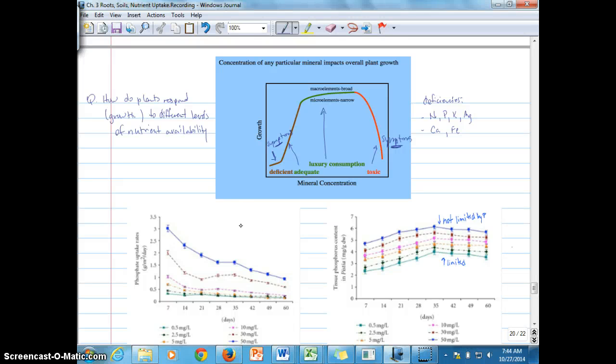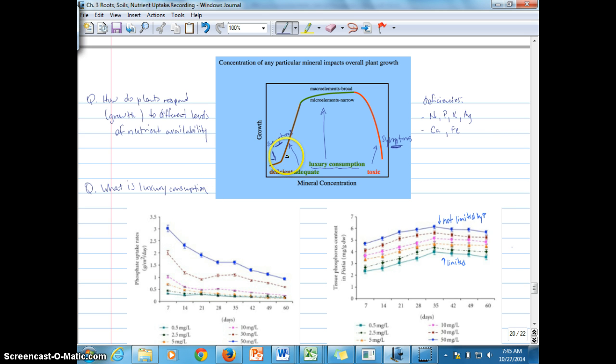Okay, so now we're going to focus on a certain part of this graph, which is referred to as luxury consumption. In this next video clip, we'll start with the question of making sure we understand what luxury consumption is. What is luxury consumption?